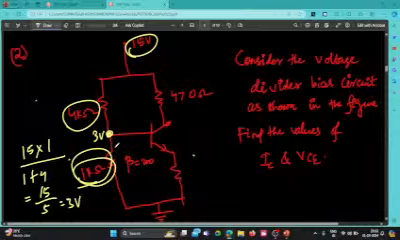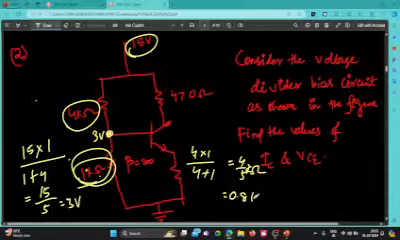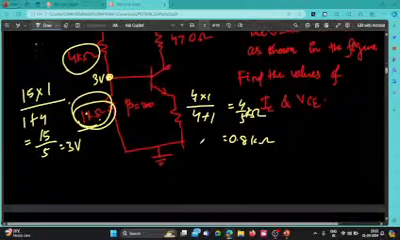Now, what is the resistance? 4 into 1. These two are in parallel. 4 into 1 divided by 4 plus 1, that is 4 by 5 kilo ohm. Sorry, so 0.8 kilo ohm. So the circuit will become like this again.